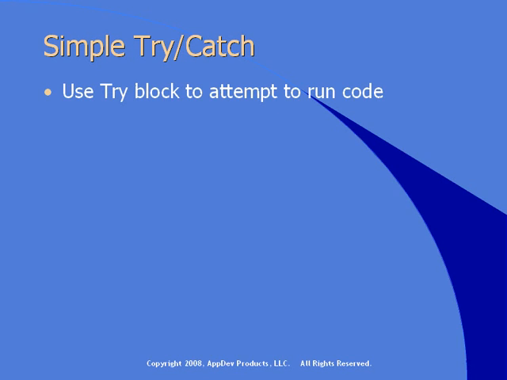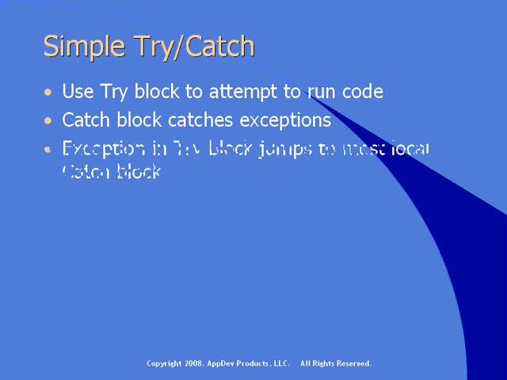If you want to avoid the ugly .NET Framework generated error messages, you can add a try block into which you attempt to run the code that might fail. Use a catch block to catch any exceptions that occur. If an exception occurs in the try block, code jumps to the most local catch block. We'll see an example of how that really plays out, but let's start by just creating a simple try-catch block.